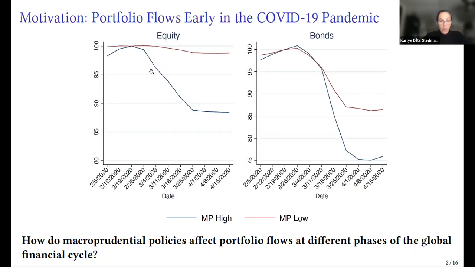The second pattern involves the blue and the red lines. The blue line in this graphic is the cumulative index of flows for countries with some form of macroprudential policy in place. The red line is the same for countries with less macropru in place. Counterintuitively, and to the question underlying this paper, countries with some macroprudential measures in place before the crisis actually fared worse than those without in terms of their portfolio flows. So this begs the question, how do macroprudential policies affect portfolio flows at different phases of the global financial cycle, like the iteration that we have just seen?